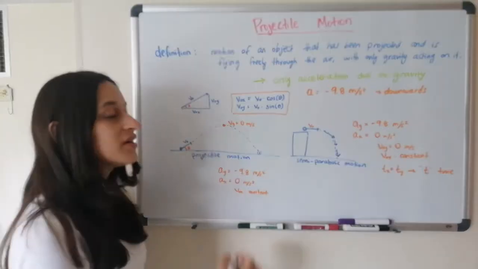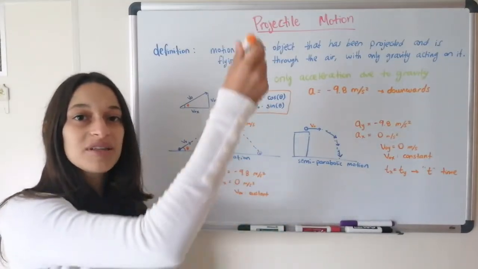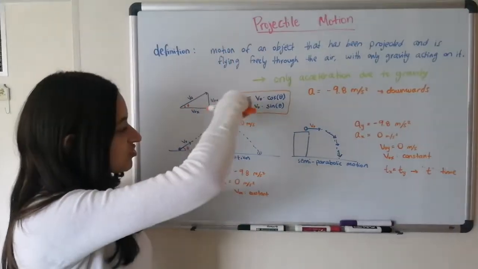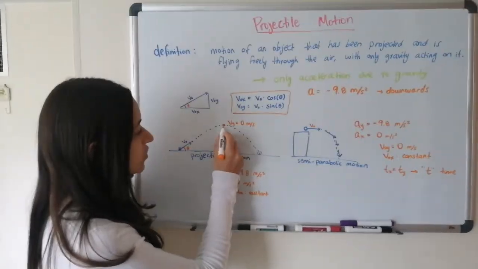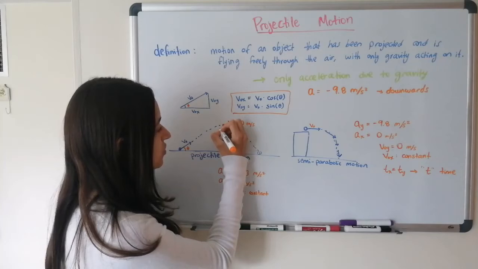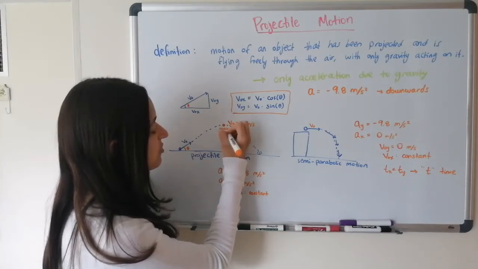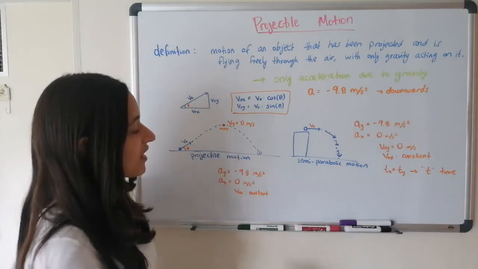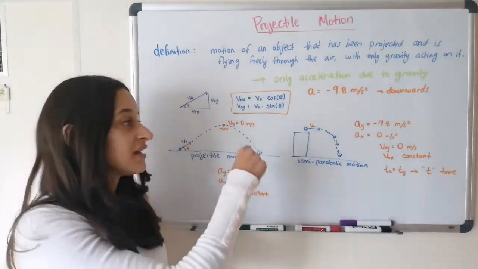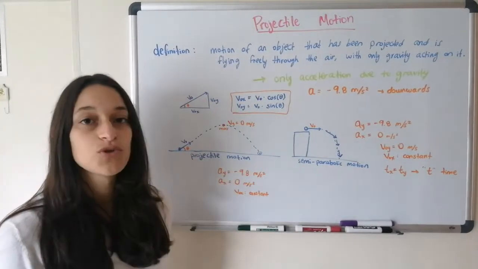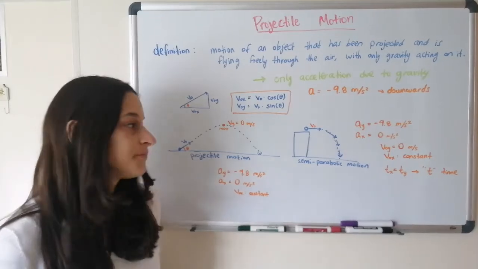Why? Because the ball went up and it had to stop at the top so that it could change direction and start coming back down. So once it passes the maximum point, we're going to call this the maximum point, and it starts coming back down, the velocity will start increasing again in y, but downwards. So it's going to become a negative velocity.